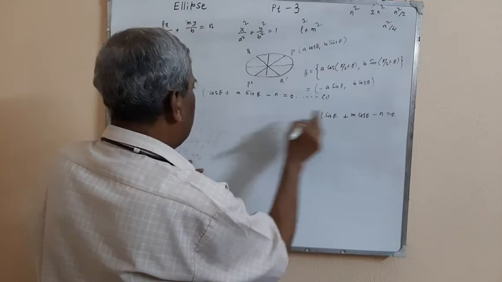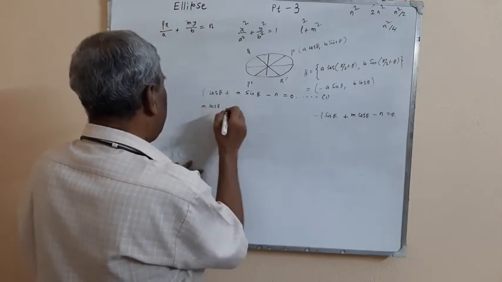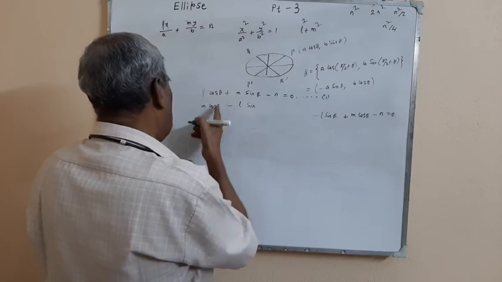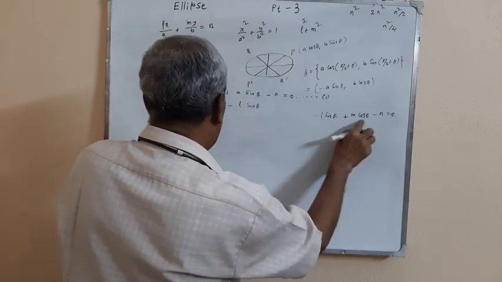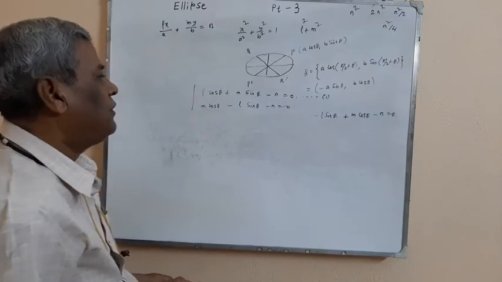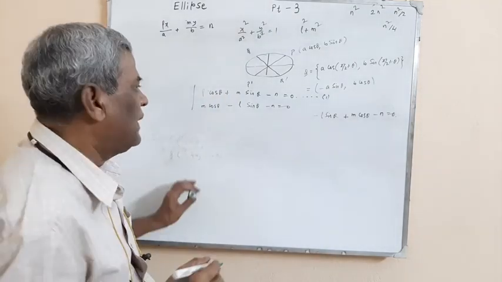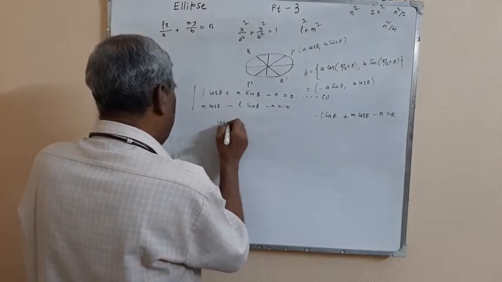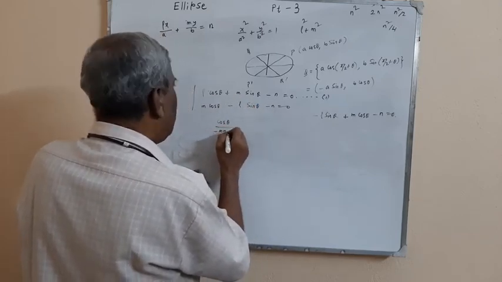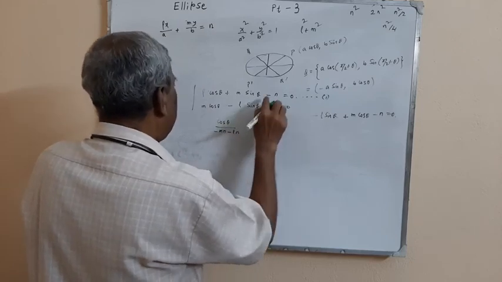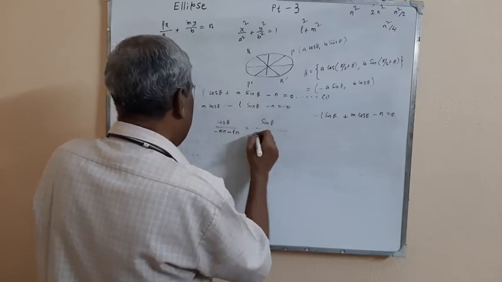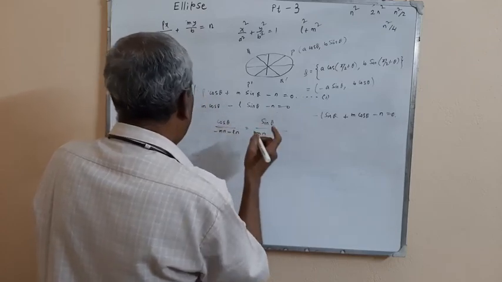So that M cos theta minus L sin theta minus N is equal to 0. I write cos theta below cos theta, sin theta below sin theta. Now from these two, solving for sin theta and cos theta by cross multiplication, we have cos theta by minus MN minus LN is equal to sin theta by minus MN plus LN.